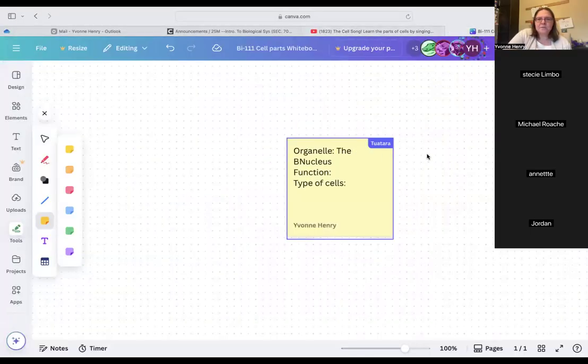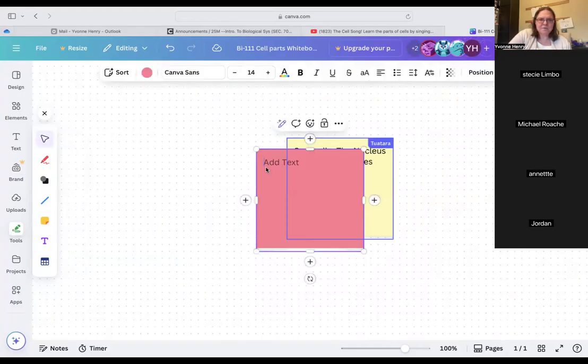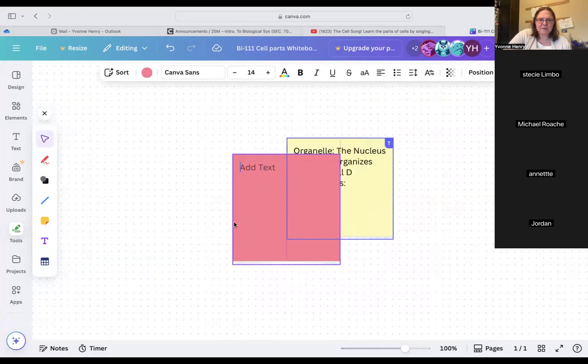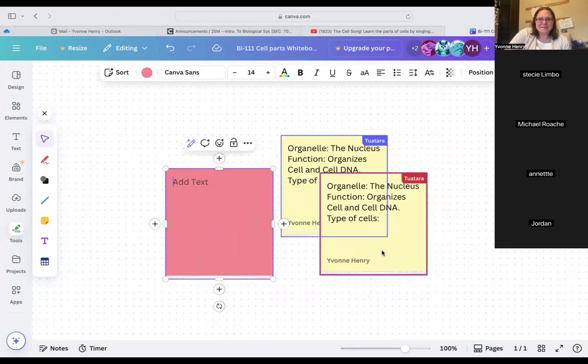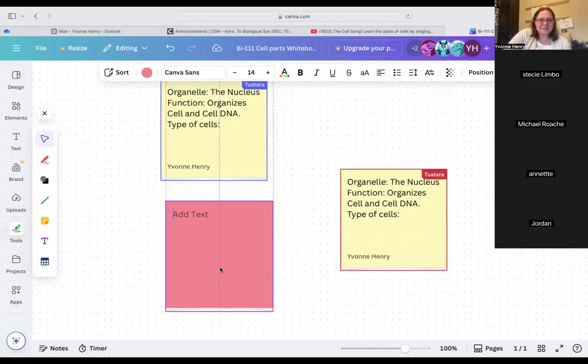Okay. So good. I can see some of you are coming in here. You should be able to click on the sticky note option at the side and choose a color of sticky note that you want. It doesn't matter what color it is, just have fun with it. In your sticky note, you're going to tell me one organelle that we learned about, what its function is, and the types of cells that have that organelle. It's okay, you don't have to erase it. Just move your sticky note somewhere else, and choose a different color if you want.